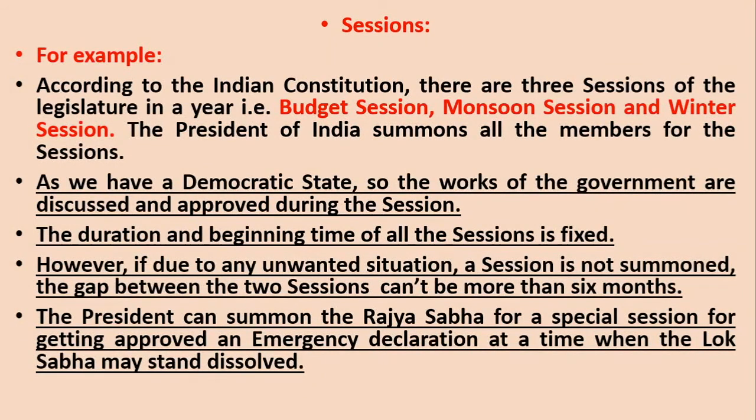However, if due to any unwanted situation, a session is not summoned, the gap between the 2 sessions can't be more than 6 months. And this happened last year only in 2020 due to COVID, when the session could not be called, the monsoon session was not there. Then the winter session was started earlier, because the 2 sessions last year were budget session and winter session. So the gap could not be more than 6 months.